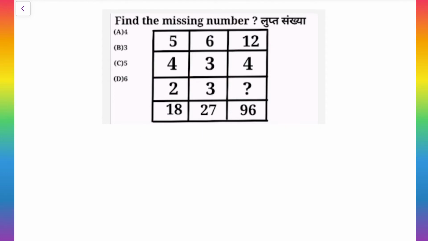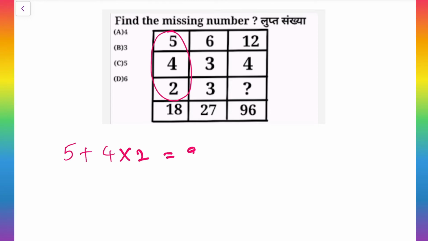First column I am taking, that is 5, 4, 2. For 5, 4, 2, if we do addition or subtraction, something like this, we need to get the last number, 18. Is there any possibility like that? First I will check addition of those three. 5 plus 4 plus 2. 5 plus 4 is 9. 9 plus 2 is 11. So no logic at all. Next, I will go with addition as well as multiplication.